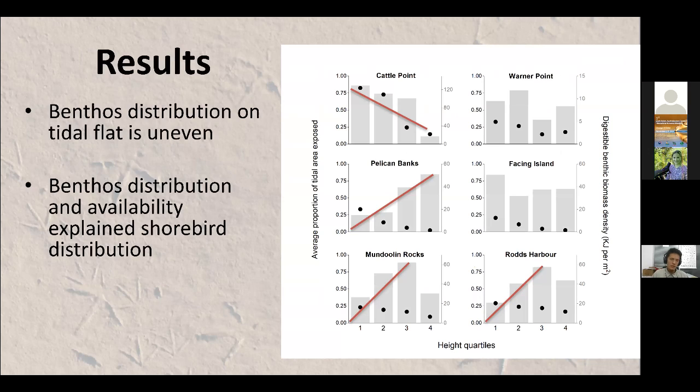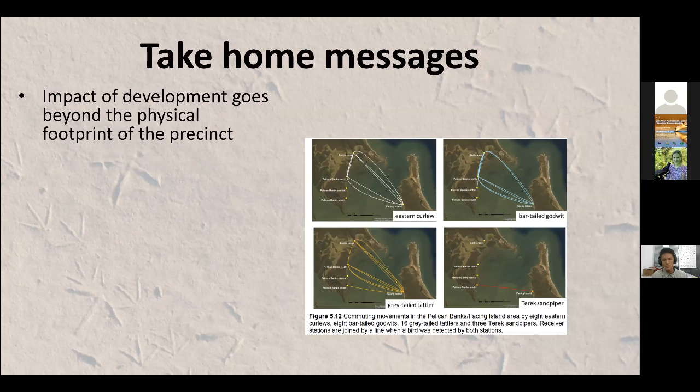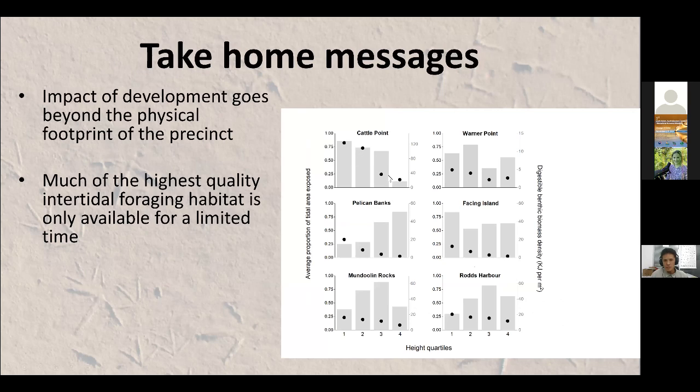So the key take-home messages here are that the impact of development can go beyond the physical footprint of development. And much of the highest quality intertidal foraging habitat is only available for a very short amount of time for the birds. In this figure, the dots represent the amount of exposure for each of the tidal flats, from upper tidal to lower intertidal. And then the bars at the back show you the food availability. You can see in some sites, the food availability is really high on upper tidal flats. But in other areas, the food is highly available in the lower tidal flats. And in these areas, shorebirds will have a very limited amount of time to use those resources.